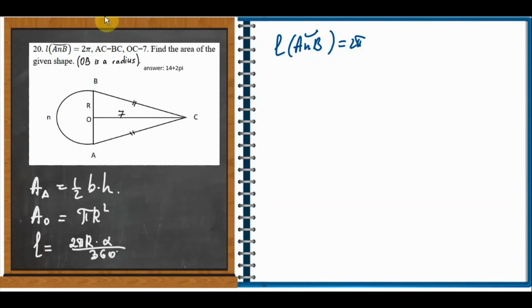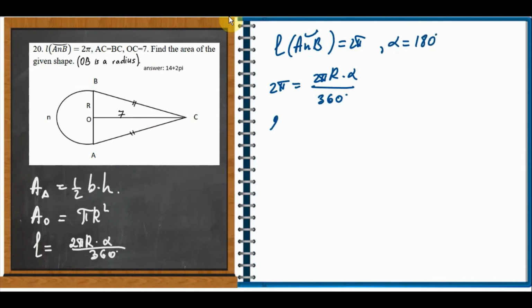Now, if we have length, which is 2 pi, we can say that 2 pi is equal to 2 pi r multiplied by alpha over 360 degrees. Now, what is alpha here? That's the degree measure of this arc, or the degree measure of this central angle. What is that central angle? That's 180 degrees, because in the picture we see that it's a straight line. AB is a straight line, therefore alpha is equal to 180 degrees.